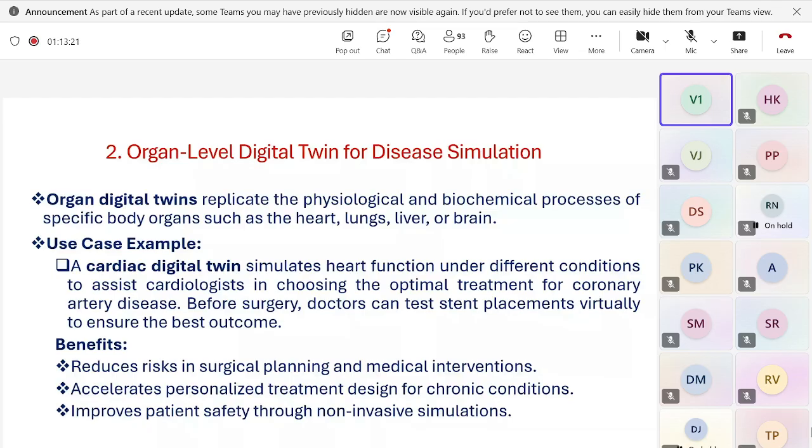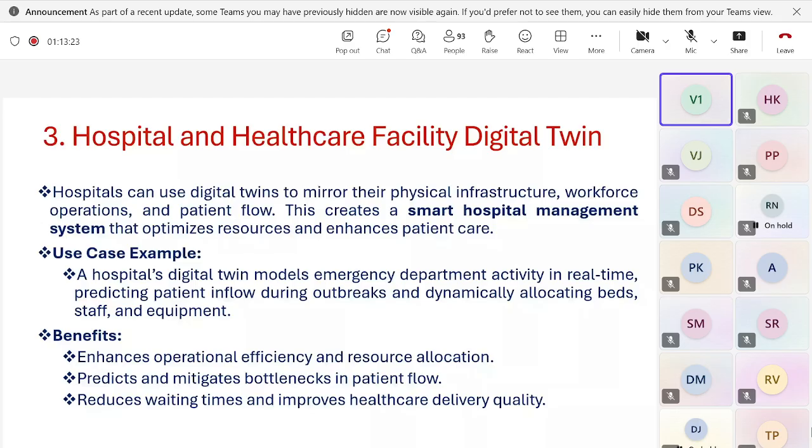And the third one, the facility. As I said, the entire hospital management, how it is going to be operated: resource allocation, sharing information, how to predict and mitigate issues and minimize waiting times, based upon electronic health records, how fast and how it can be processed. That's the third one.